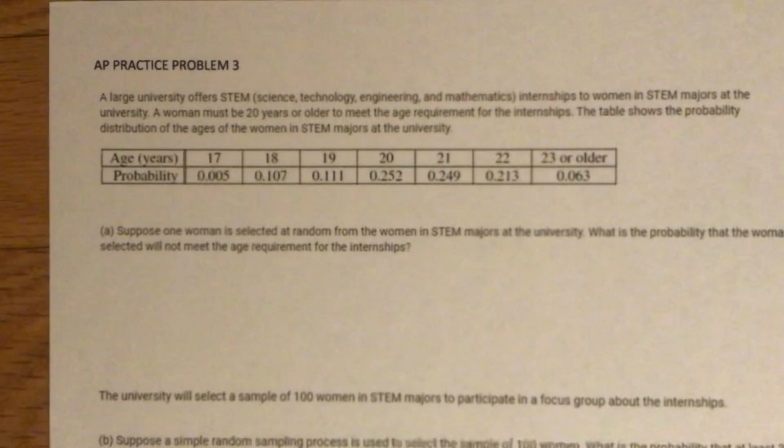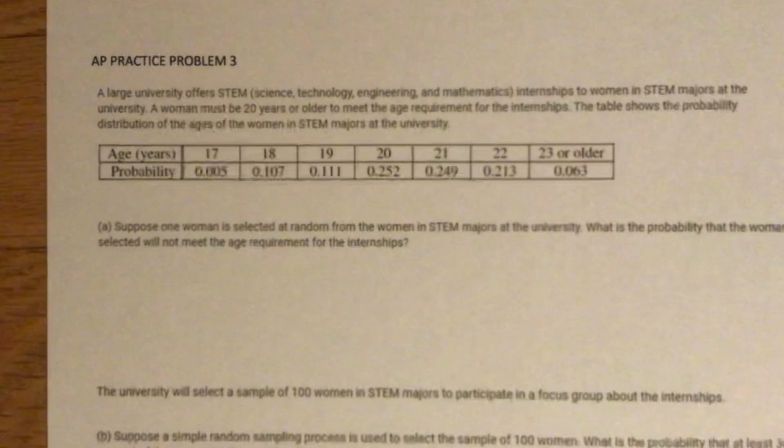The context of it is that there's a university that has a STEM program, and they want to get an intern. They're for women, so internships are being given to women. And in order for a woman to meet the requirement for this internship, she must be 20 years or older.